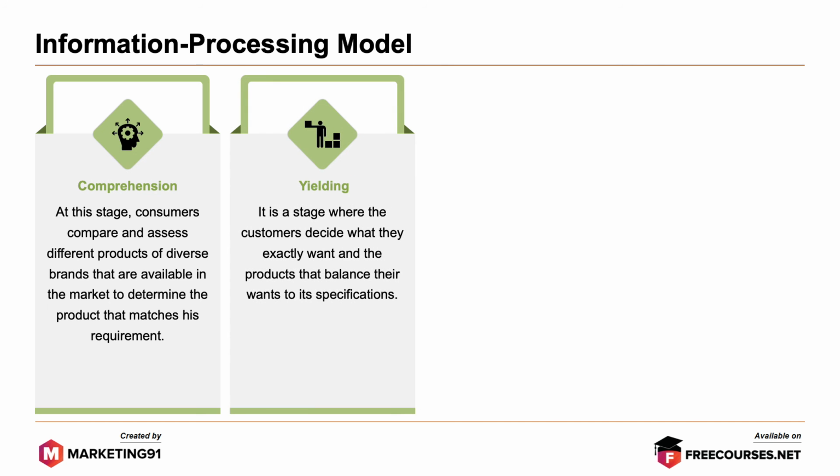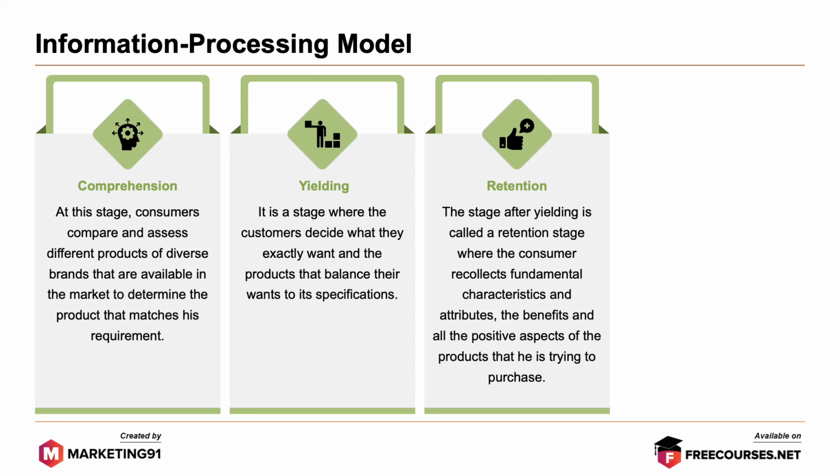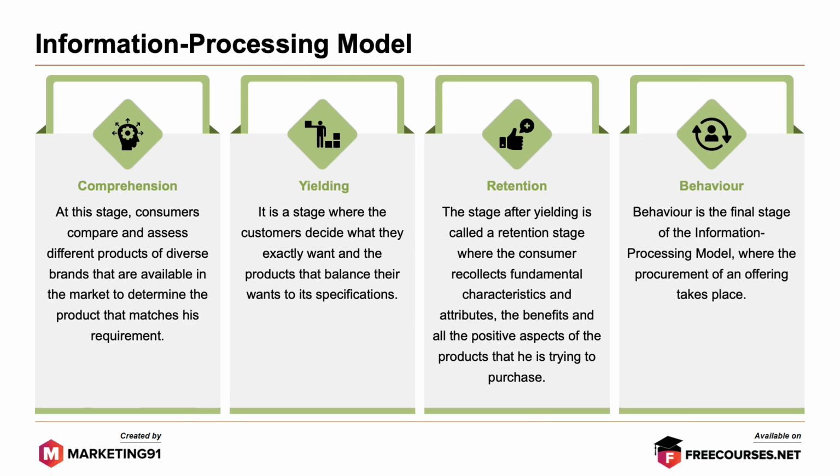Fourth, yielding. It is the stage where the customer decides what they exactly want and products that balance their want to its specification. Fifth, retention. The stage after yielding is called the retention stage, where the consumer recollects fundamental characteristics and attributes, the benefits and all the positive aspects of the product that he is trying to purchase. And the final stage, behavior. Behavior is the final stage of the information processing model where the procurement of an offering takes place.